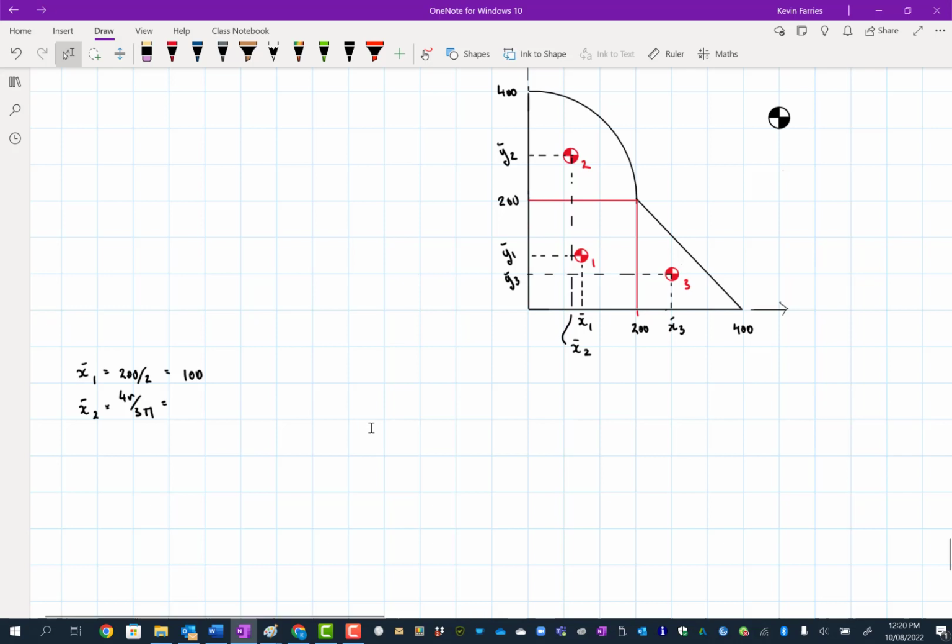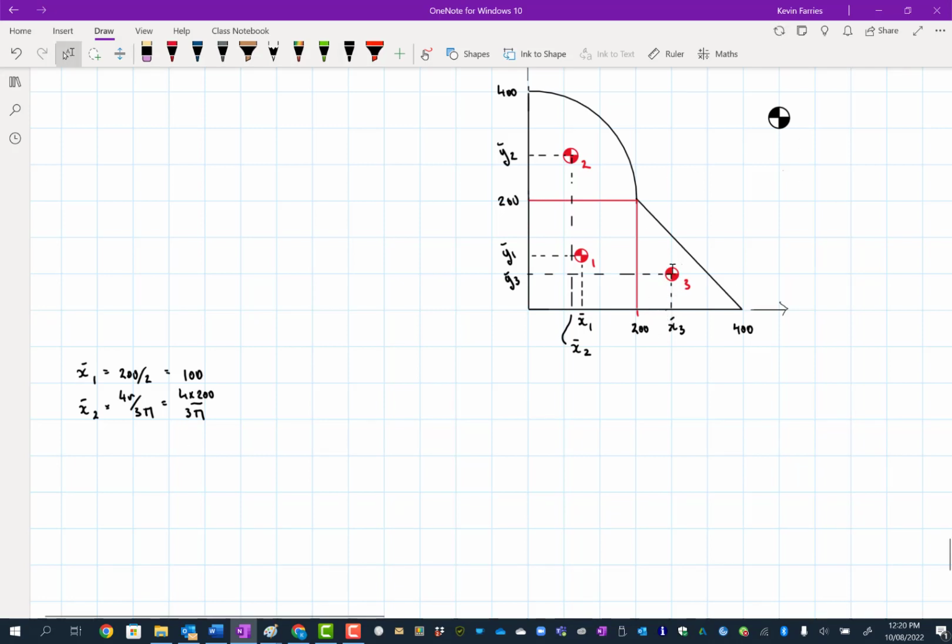So the radius of this circle is 200. So it's 4 times 200 divided by 3 pi, and I'll calculate what that is in a minute. I'll not waste your time while I'm doing that on a calculator. And then we're going to find the x position. So remember, it's more like a position now.